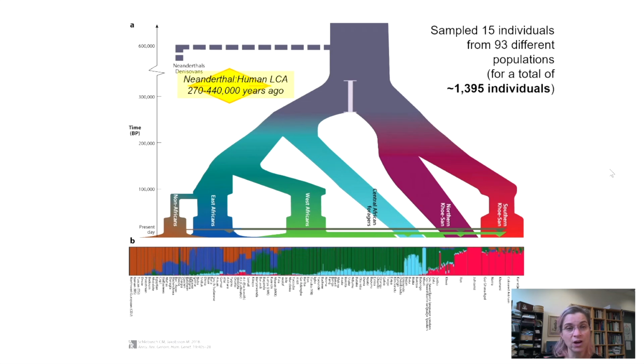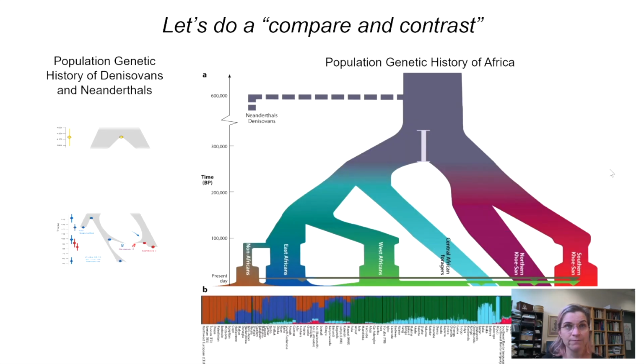So the Neanderthal-human last common ancestor is somewhere around 270 to 440,000 years ago. So it's on the graph, and notice it's actually not that much deeper than where you see those two major clades of the African genetic variation coming together. Let me add a little more perspective. We're going to do a compare and contrast here now.